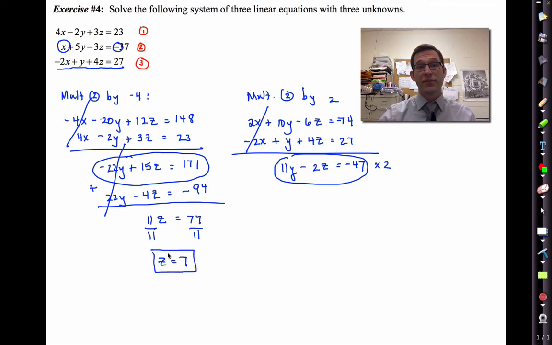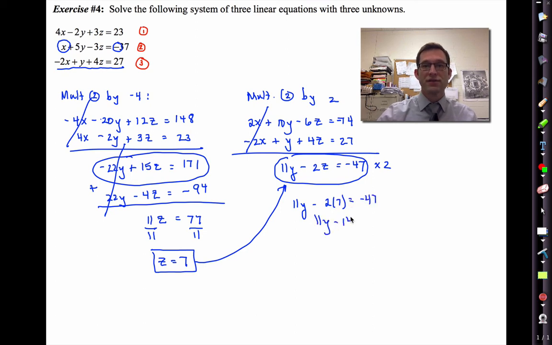Now I have to figure out y, and I have to figure out x. I think I'll take my z equals 7 and substitute it into here. I'll get 11y minus 2 times 7 is equal to negative 47. 11y minus 14 is equal to negative 47. 11y is equal to negative 33, and y will be negative 3.